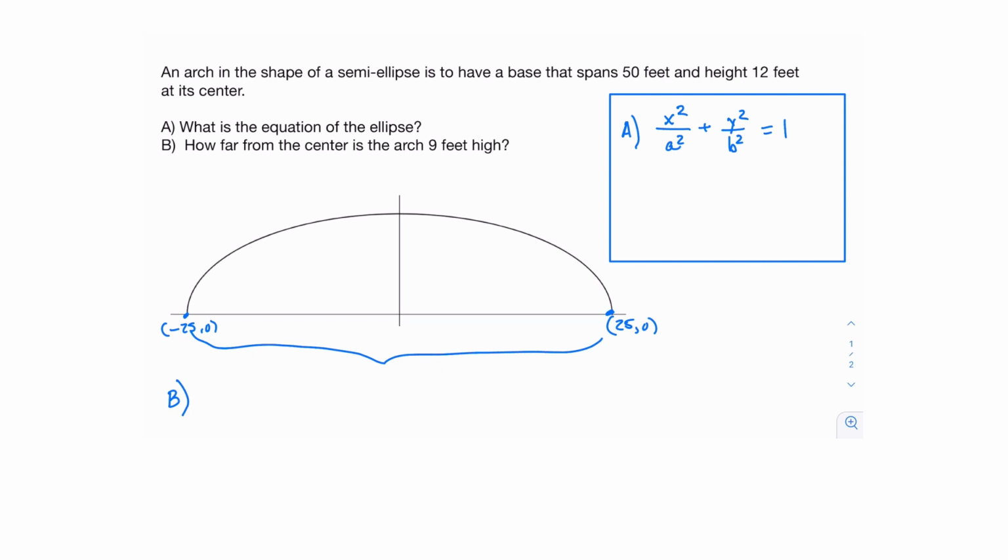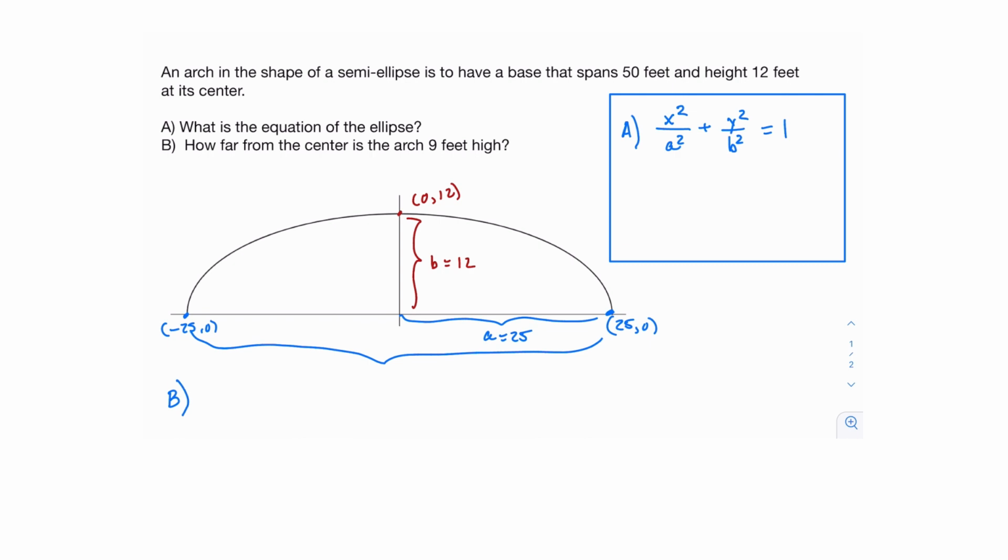Now the good news is, since the vertices are both 25 units from the center, I know right away that a is 25. So that's one piece of information for us. Now, this point up here, since the height of the arch is to be 12 feet at its center, is represented by the point 0, 12. And since that's a co-vertex, that means b is 12. So we have all of our information here.